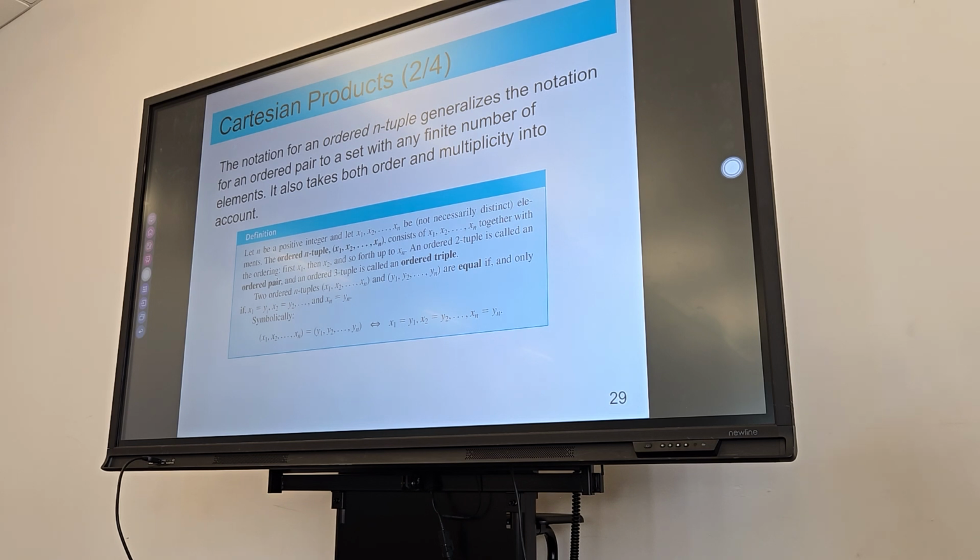So a tuple with 2 elements is an ordered pair. A tuple with 3 elements is an ordered triple. Otherwise, it's just like a 4-tuple, 5-tuple, 238-tuple, whatever.